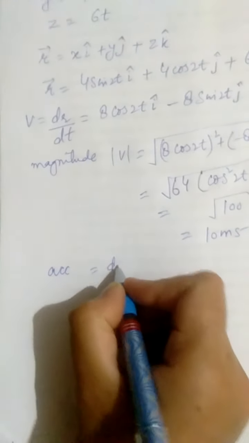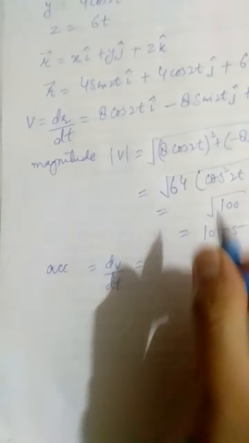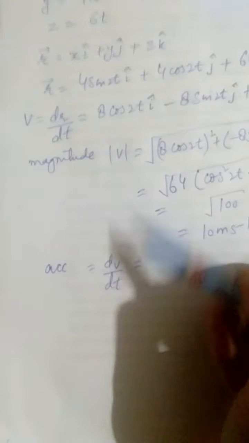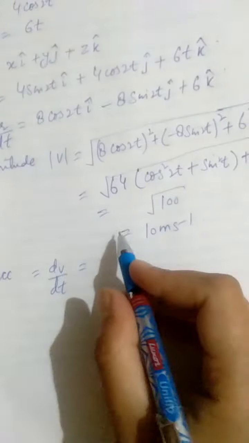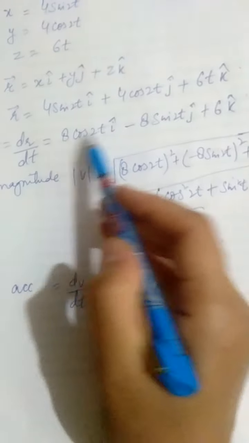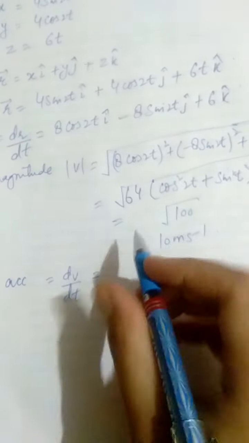Again, that is dv by dt. You will have to further differentiate the velocity with respect to time. And how much is that? Again, this will get multiplied with this. Differentiation of cos will be minus sine, right?